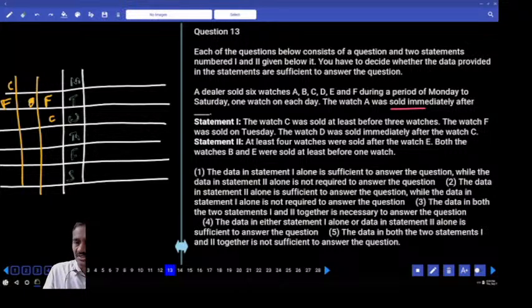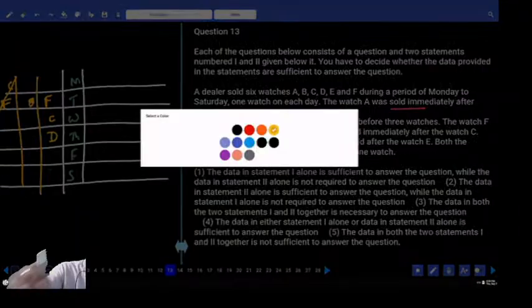And D was sold immediately after C, so this case is also ruled out. With the help of this, there is no information about A, hence we cannot determine it. Then coming to statement 2 alone.